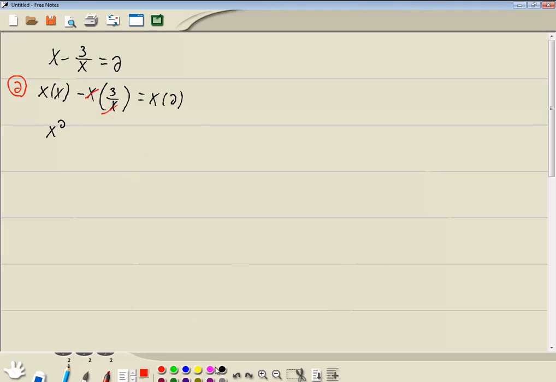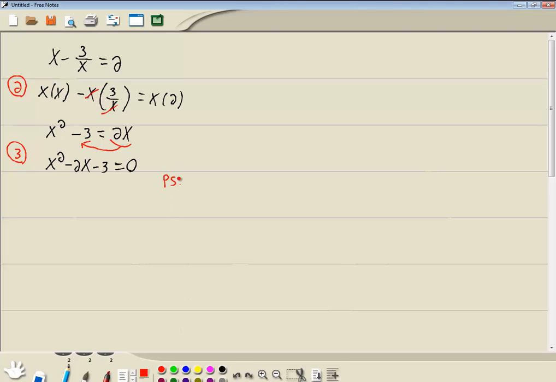These x's are going to cancel. So we've got minus 3 is equal to x times 2, which is 2x. Now step 3 is to solve, and this time it's a quadratic. So we're going to take the 2x and move it over, because we're eventually going to use the zero factor property. So we've got x squared minus 2x minus 3 equals 0. Even if you're going to use the quadratic formula, it still needs 0 by itself.